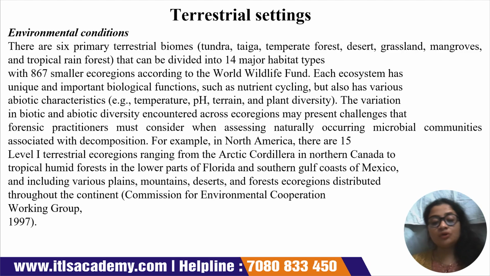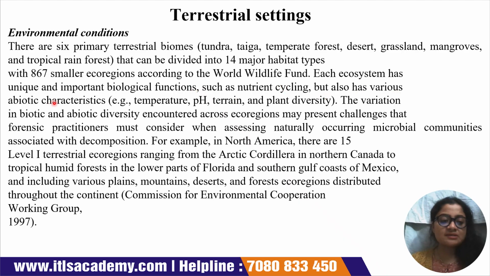Okay, now if we talk about terrestrial settings, firstly under this we need to talk about the environmental conditions. There are six primary terrestrial biomes. They are tundra, taiga, temperate forest, desert, grassland, mangroves, and tropical rainforest, that can be divided into 14 major habitat types with 867 smaller ecoregions according to the World Wildlife Fund.